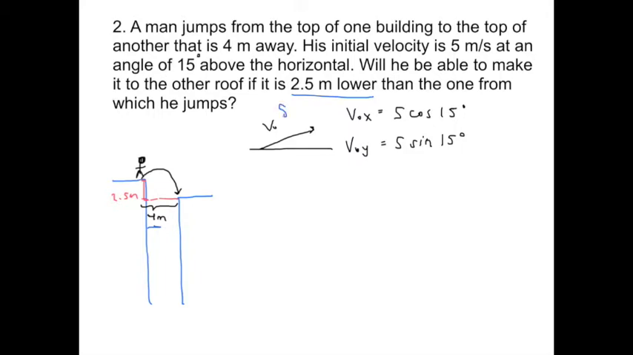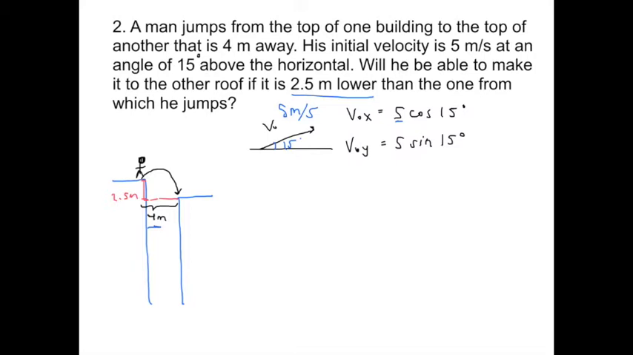We know from the problem that this is 5 meters per second at an angle theta of 15 degrees above the horizontal. So in the x direction, this quantity will be 5, or the initial velocity, times cosine theta, which is 15 degrees. In the y direction, it will be 5 sine theta, so 5 sine 15 degrees. So now let's model the man's displacement.